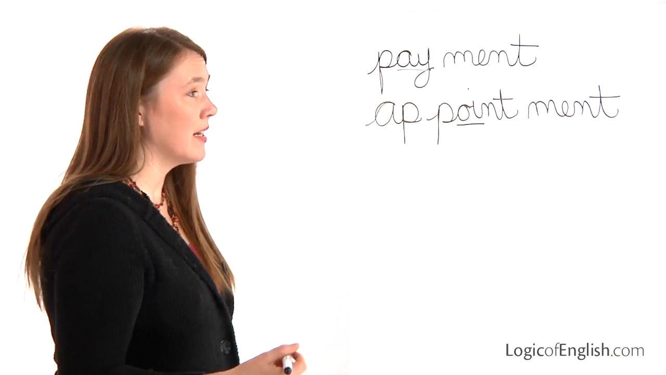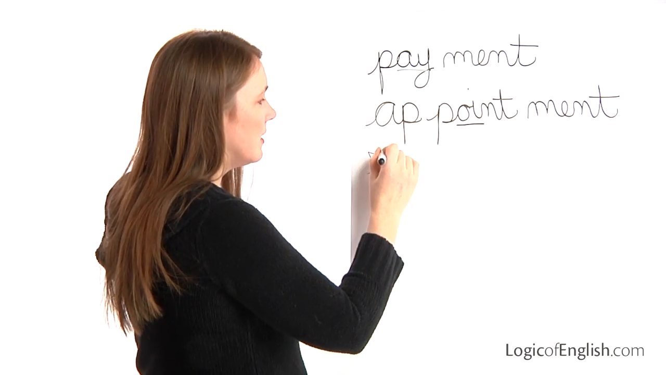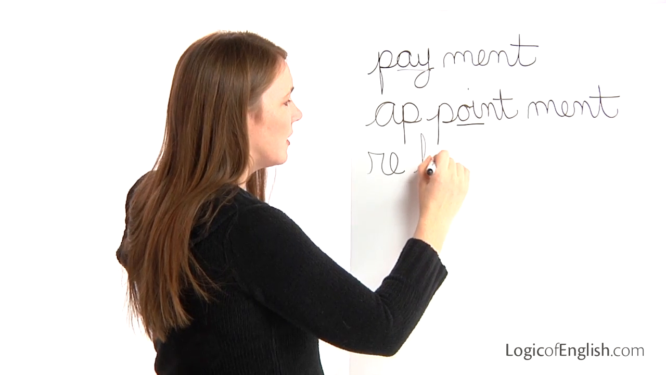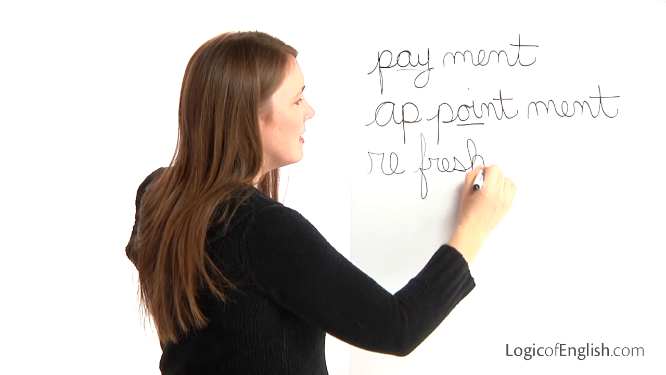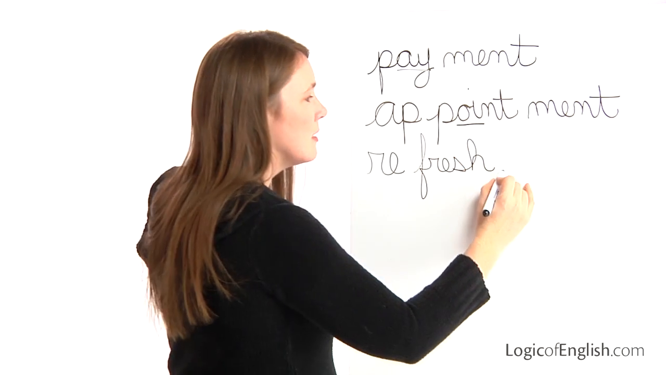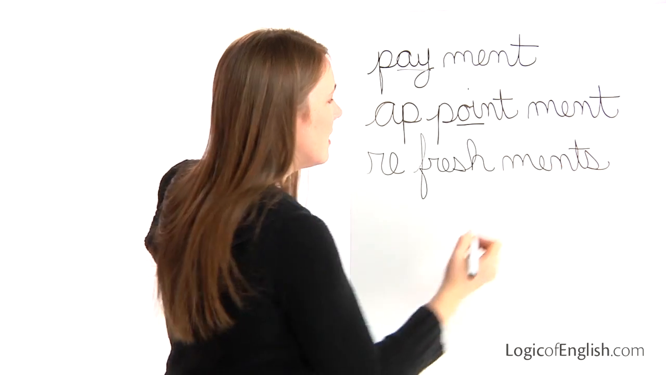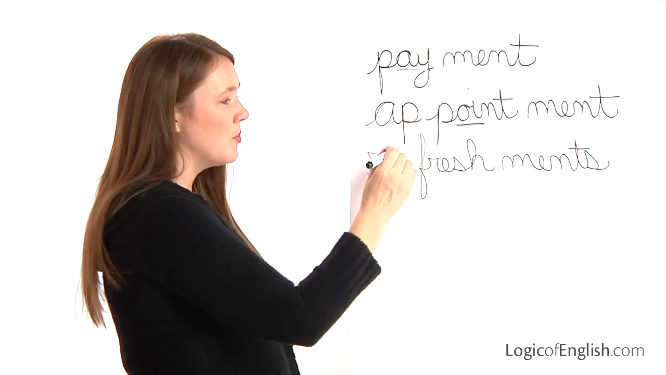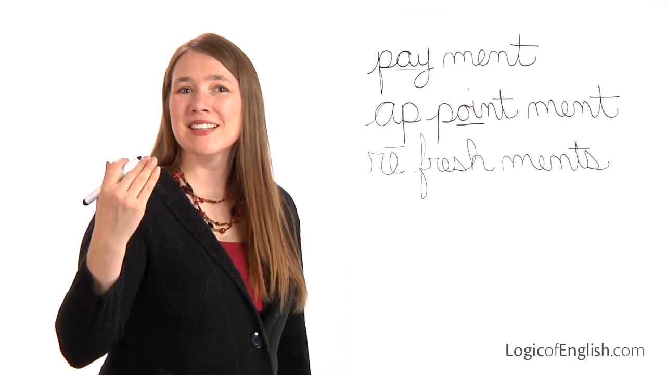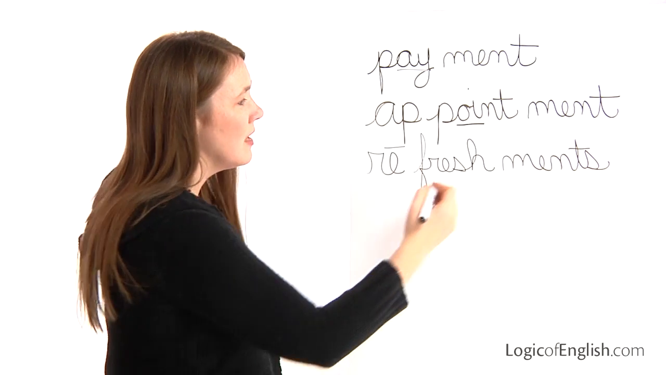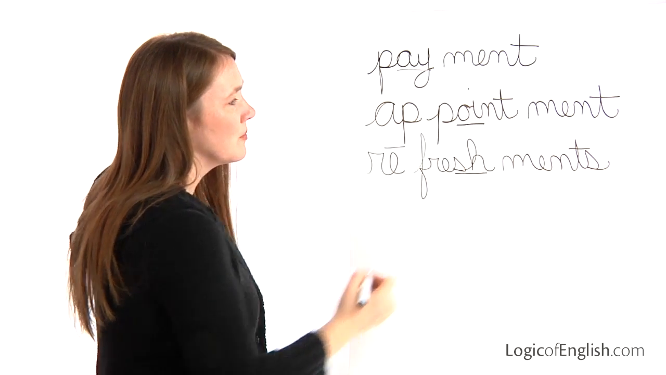And now help me to write it. The first syllable is re, r, e. The second syllable is fresh, f, r, e, sh. The third syllable is ments, m, e, n, t, s. And how will we mark it? We'll put a line over the e because A, E, O, U usually say their names at the end of the syllable. And then we'll underline the sh.